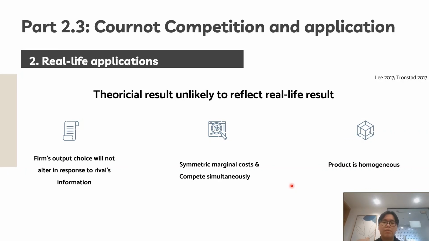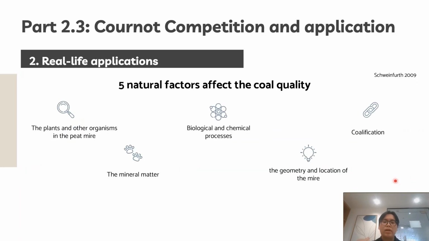Sizable companies like Masan High-Tech Materials or Vinacomin may have a lower MC. Lastly, mining products are not homogeneous as lots of variables affect the homogeneity. For example, the quality of coal is affected by five distinct natural factors, as given here.